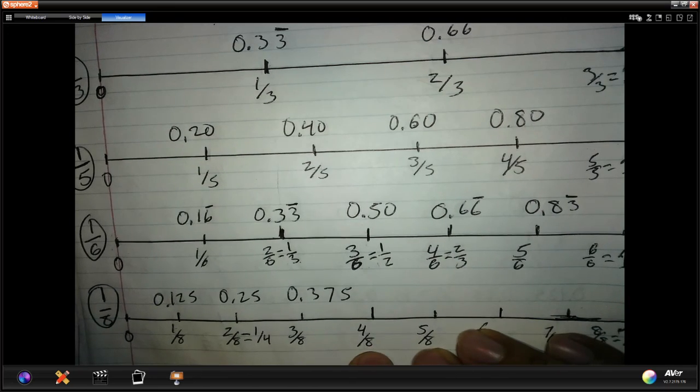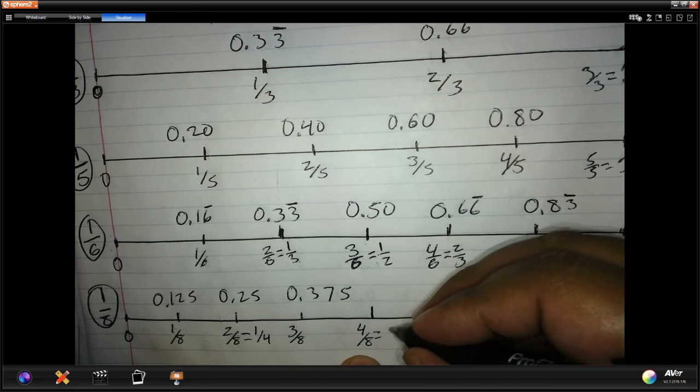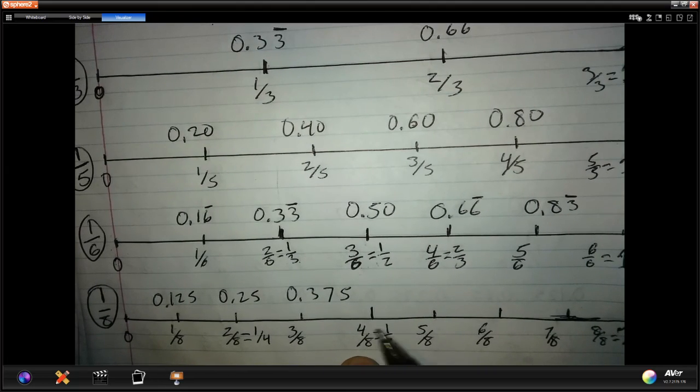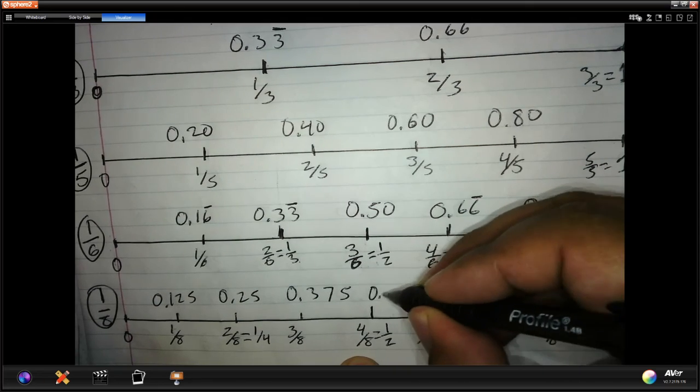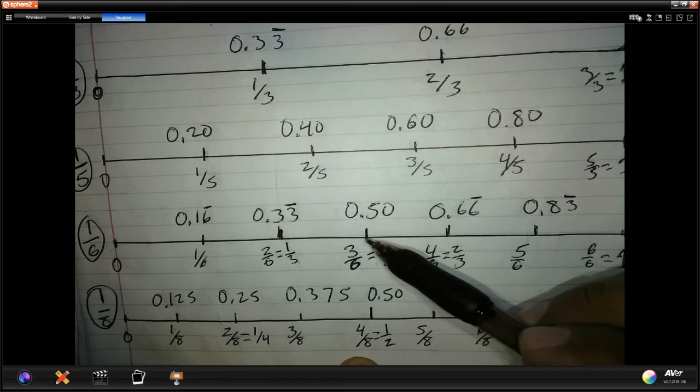0.375. This number right here is 4/8. I can divide both of them. 4 is half of 8, so that means this fraction is 1/2. 4 divided by 4 is 1. 8 divided by 4 is 2. So this decimal would be 0.5. Hey, look, it lines up with the 3. They're both halves.